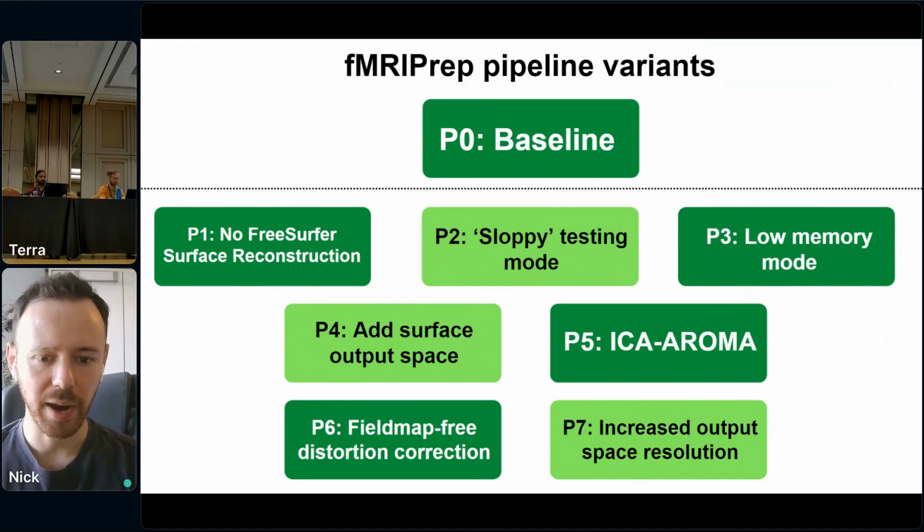Low memory mode restricts the memory that's given to pre-processing. In one pipeline, we added a surface output space alongside our volumetric one. In ICA-AROMA, we added the automatic removal of motion artifacts. Then we had the field map-free distortion correction technique specific to fMRIPrep. And finally, one where we increased the resolution of our volumetric output space from 2 millimeters to 1 millimeter.